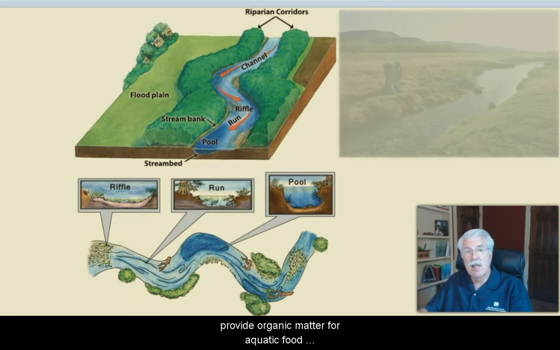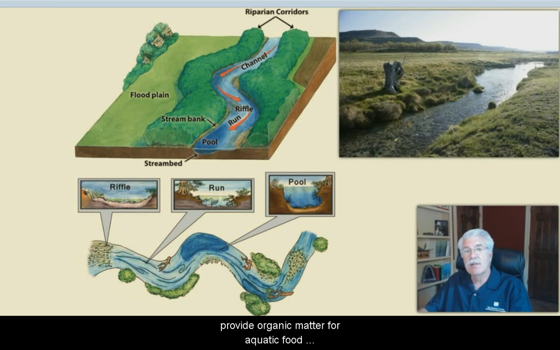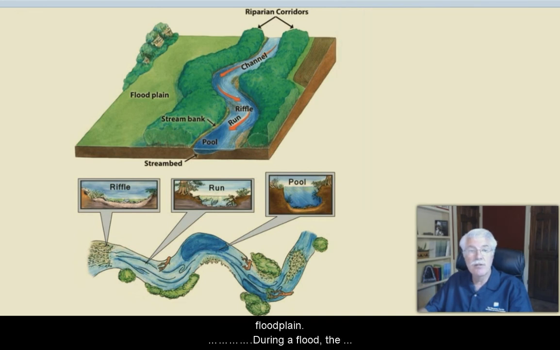The relatively flat land that extends outward on both sides of the stream or river is called the floodplain. During a flood, the large amounts of additional water that flow into the stream area, into the lowlands around the stream, spread out to cover the floodplain. Flooding is a natural characteristic of all streams.